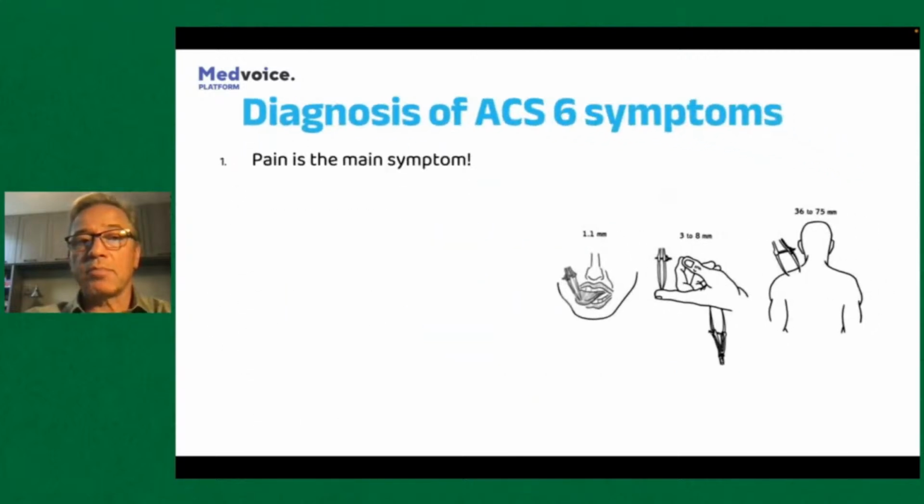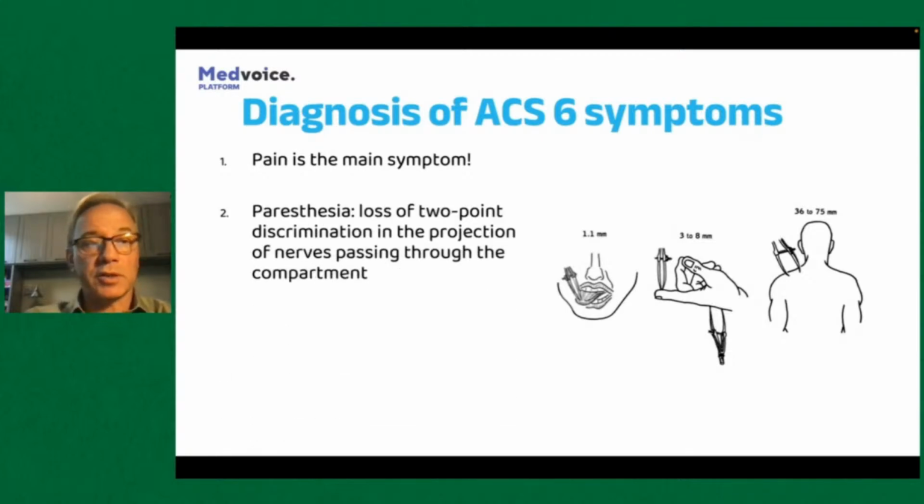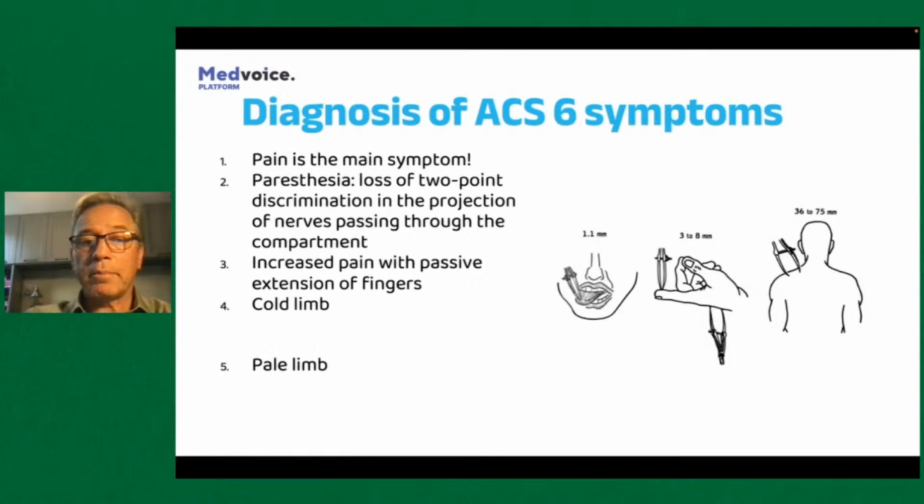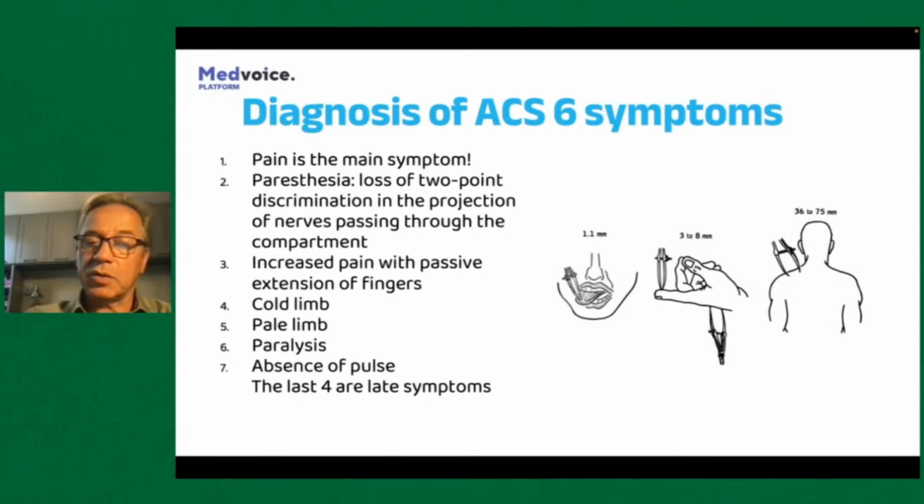How do we diagnose this? Pain is the main symptom, which is why some surgeons say that they don't want us to block tibial fractures, for example. Paresthesia, loss of two-point discrimination in the projection of the nerves. Increased pain with passive extension of fingers or toes. Cold limb, pale limb, paralysis, absence of pulse. But remember, these last ones are late symptoms. So we should be looking at pain, paresthesia, and increased pain with passive extension of fingers.